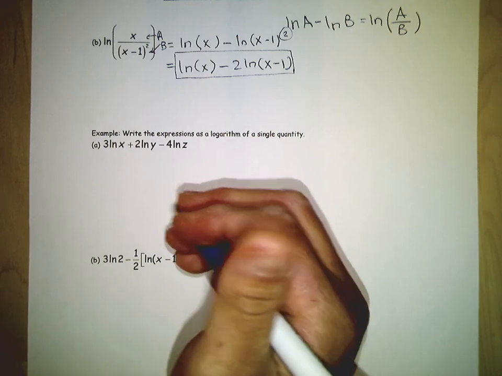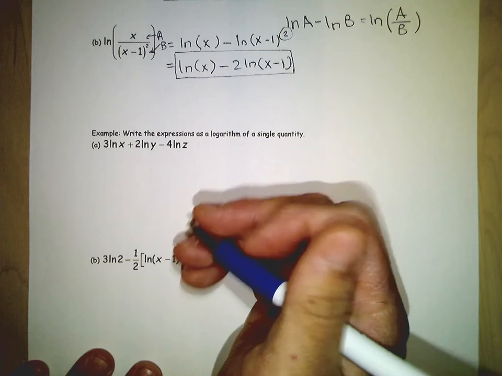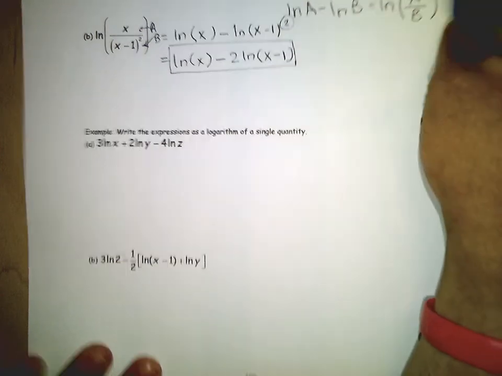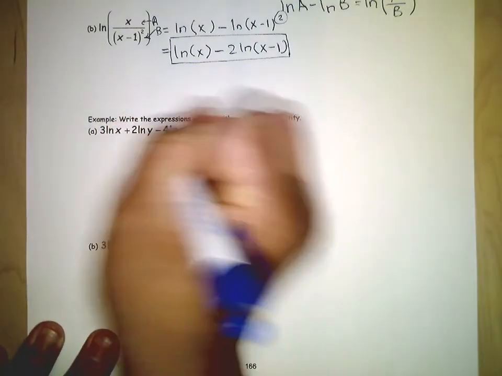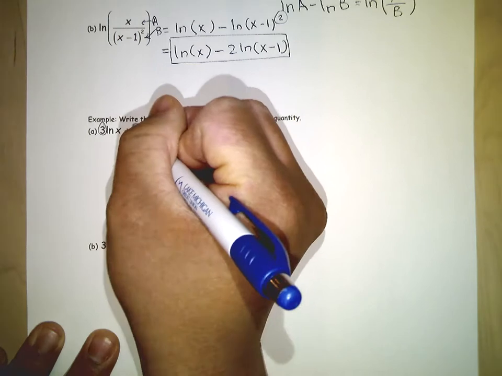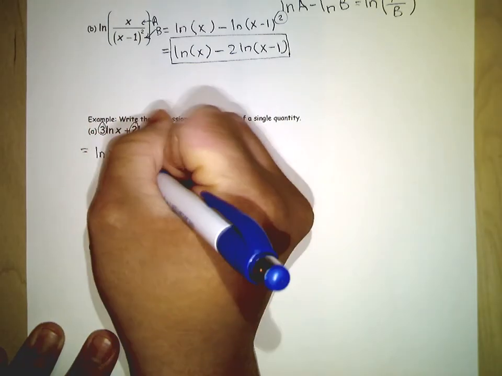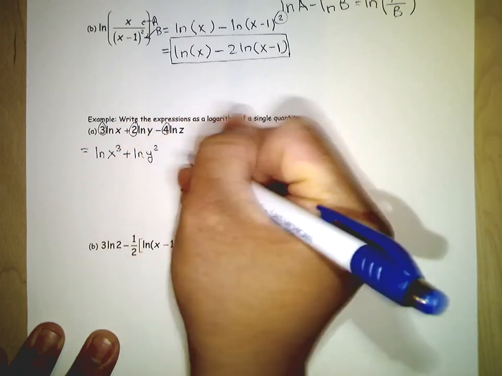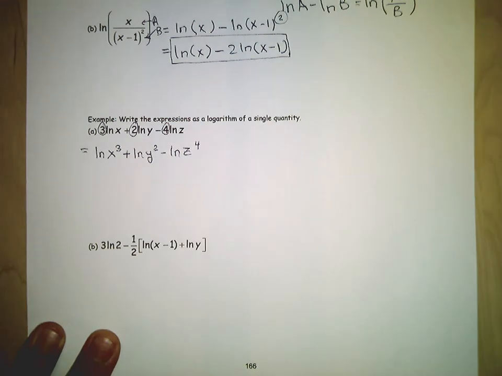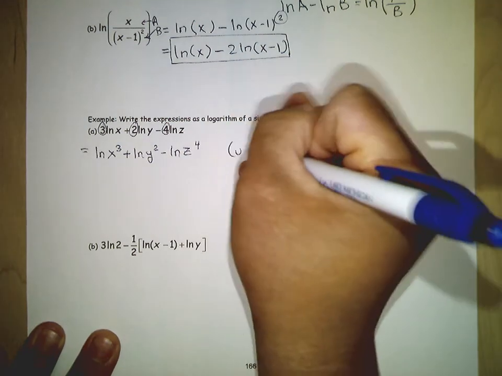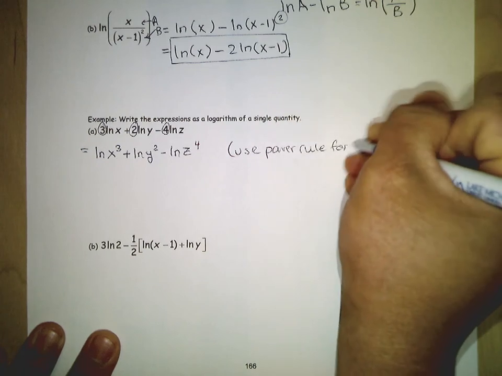All right, so now here are some examples of writing the expressions as a logarithm of a single quantity. So that means writing this back in its original form, and currently it's in expanded form. So we see here that we have the 3, the 2, and the 4. So I can write this as natural log of x to the third plus natural log of y squared, and then minus natural log of z to the fourth. All right, so I use the power rule in reverse. So use the power rule for logarithms.